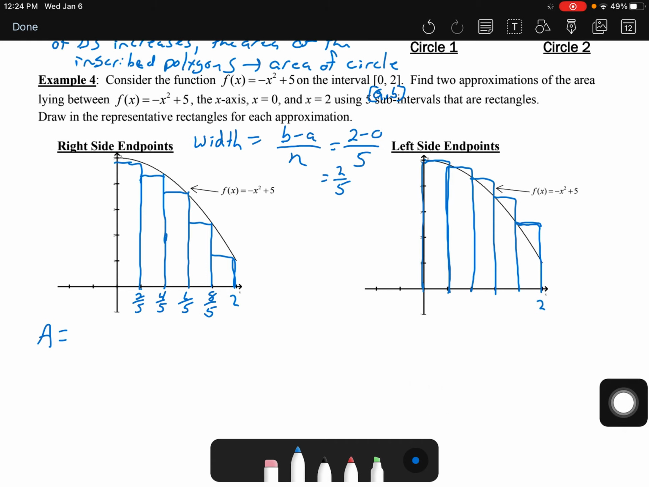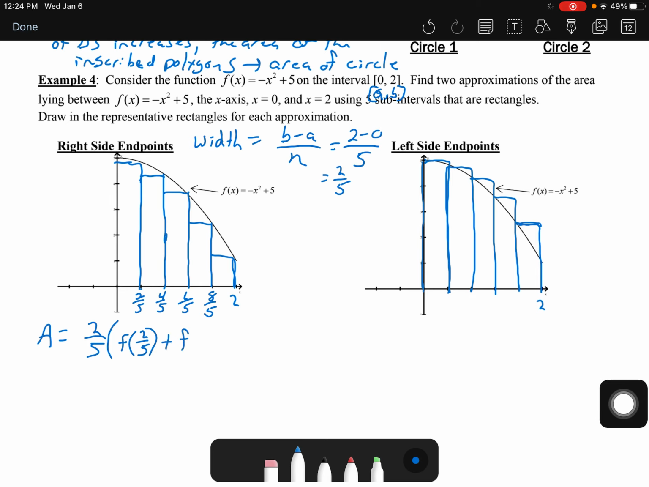Now if I want to find this area, I have a common width of 2/5. So it's width times height, and then we're just going to add all of those together. So I've got 2/5 times whatever this y coordinate is on this function. And how do I represent that? Well, it's the function value. So I would say f of 2/5 would be my first height right here. Whatever the function value is at 2/5, I call that f of 2/5.